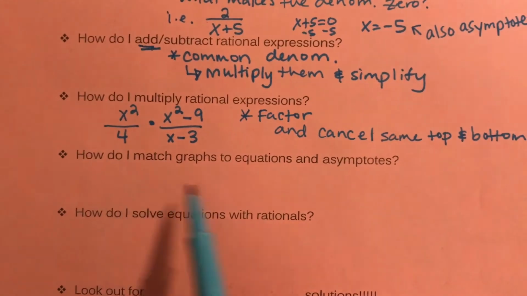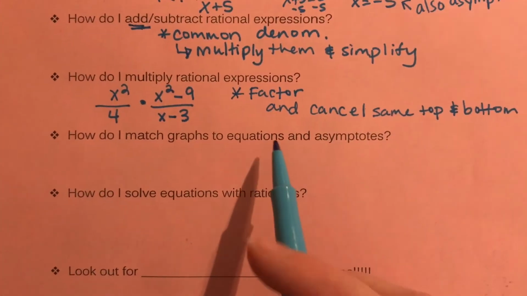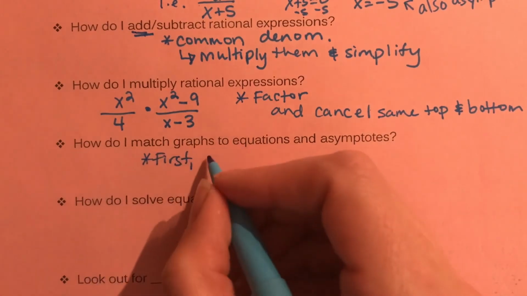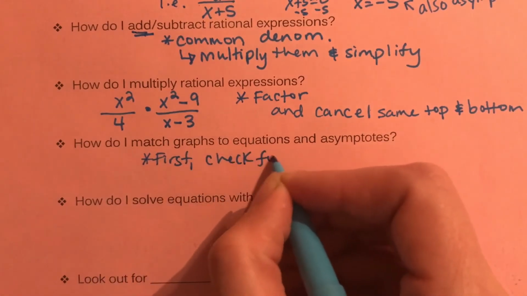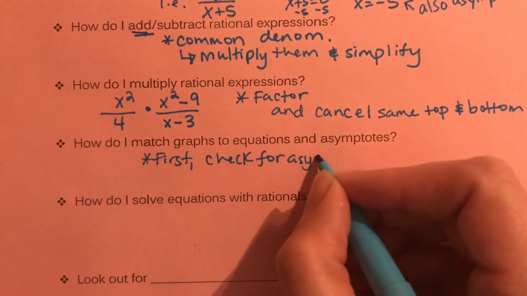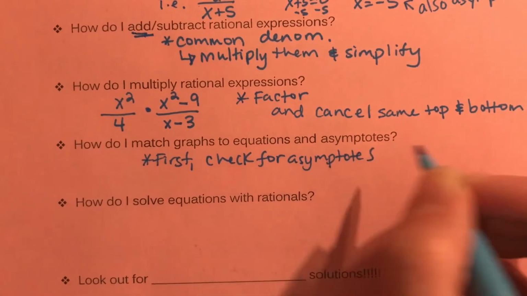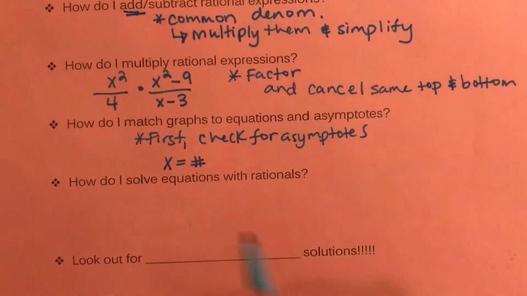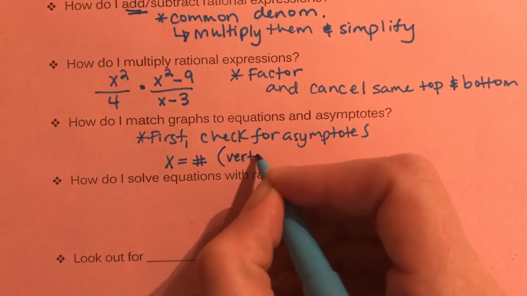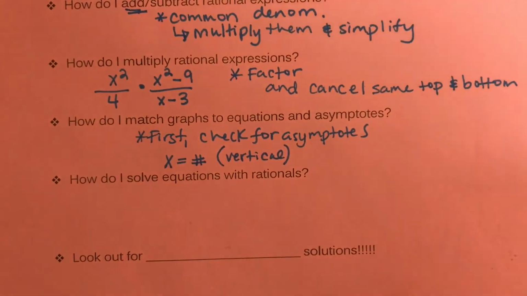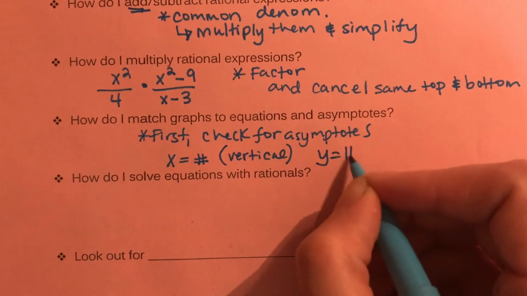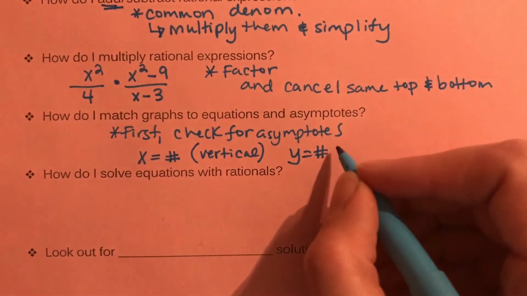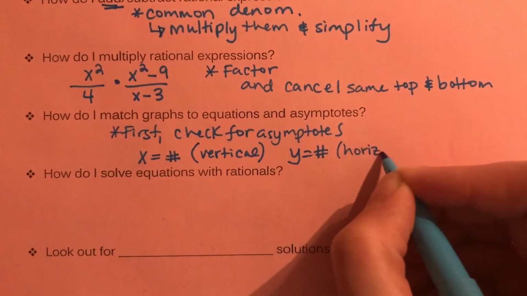We also looked at matching graphs to equations and asymptotes. So when we're matching, first we checked the asymptotes. And there were 2. There was x equals some number, and those ones are vertical. And then we also had y equals a number. And you might remember that most of the time it ended up being y equals 0. And those were the horizontal.